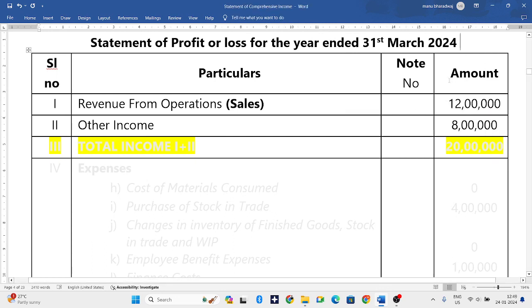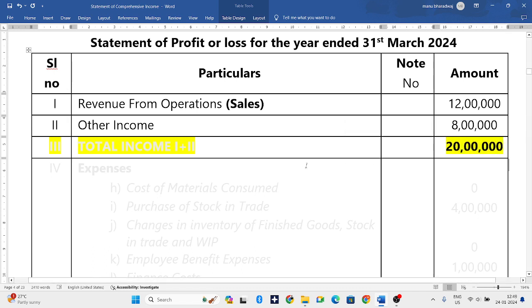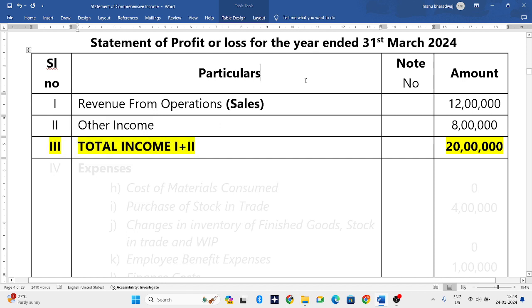I am adding other income to revenue from operations. Now we have to add these two: 12 lakh plus 8 lakh will be 20 lakhs, and this 20 lakhs will be called total income. Revenue from operations plus other income gives total income. Our total income is 20 lakh rupees.